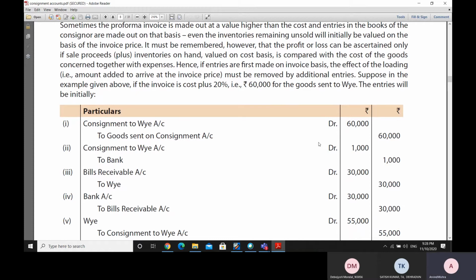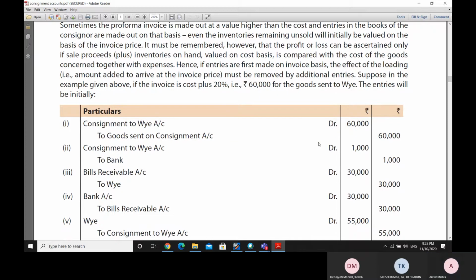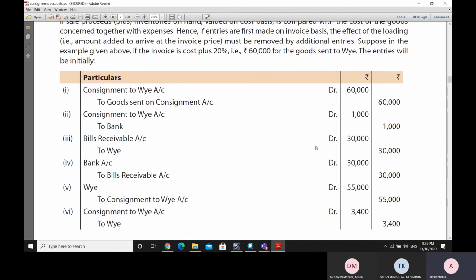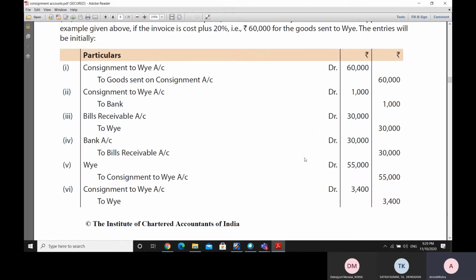Because goods have been over invoiced, or invoiced above the cost, then thereafter 1,000 rupees is being spent on packing, which is shown here: consignment account debit to bank. Then bills receivable debit to Y, that is a bill which is received from Y on his acceptance. Then that gets paid, so bank account debit to bills receivable. These are the same entries that are there in the earlier example also.